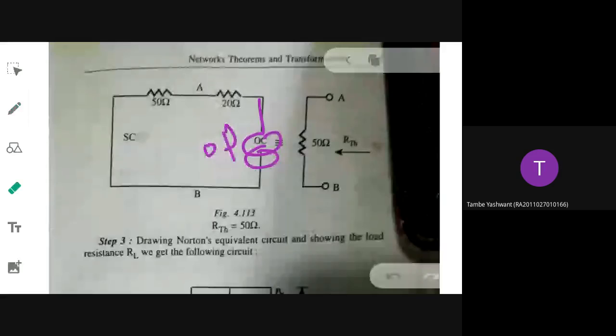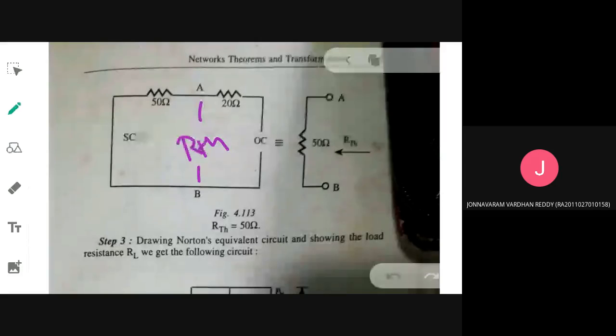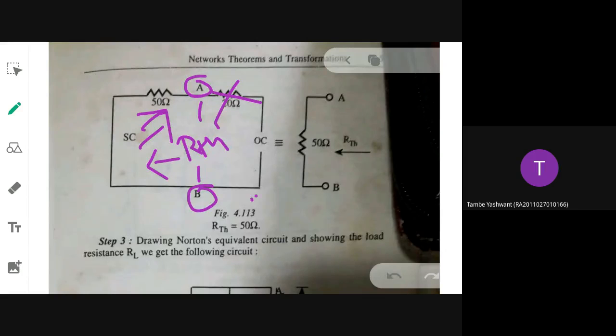Now, across what terminals do I want to find out R-Thevenin? AB branch only. This is my A branch, this is my B branch. Here only I need to find out the R-Thevenin, so I need not consider this 20 ohm. Only the 50 ohm should be considered. That will be taken as my R-Thevenin value.